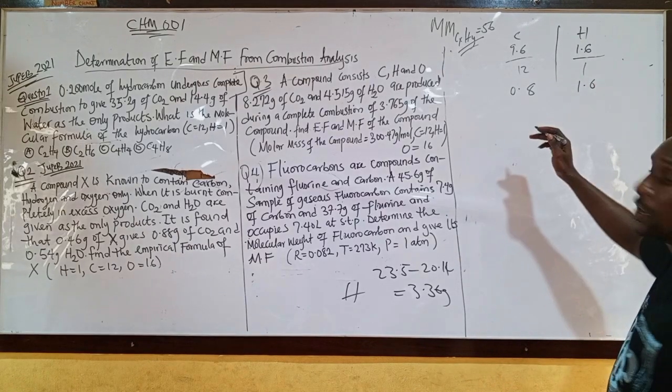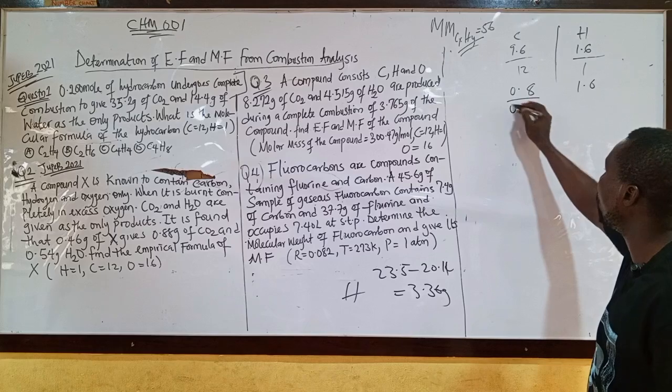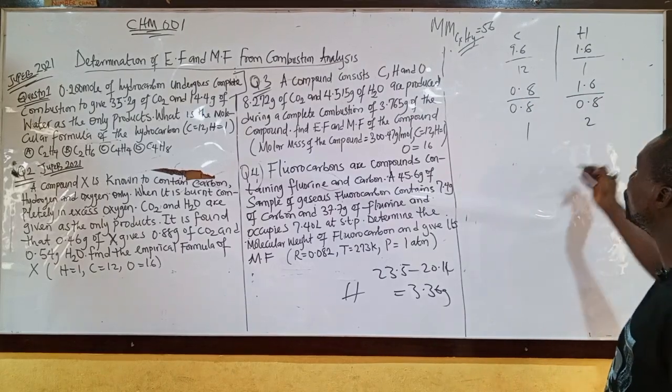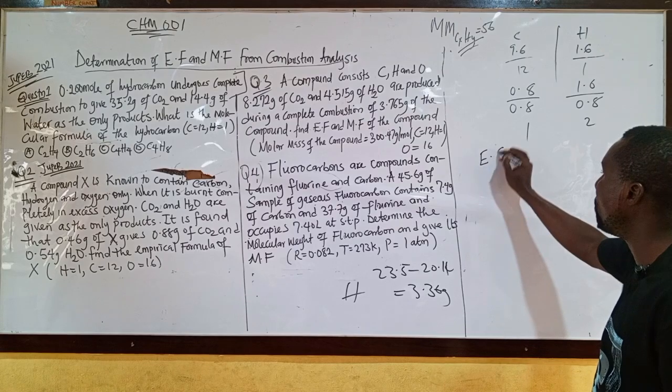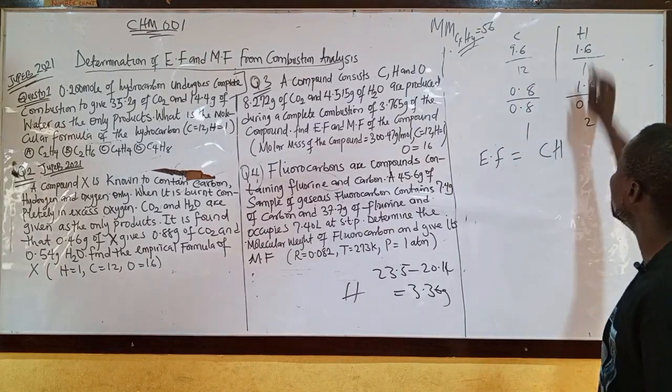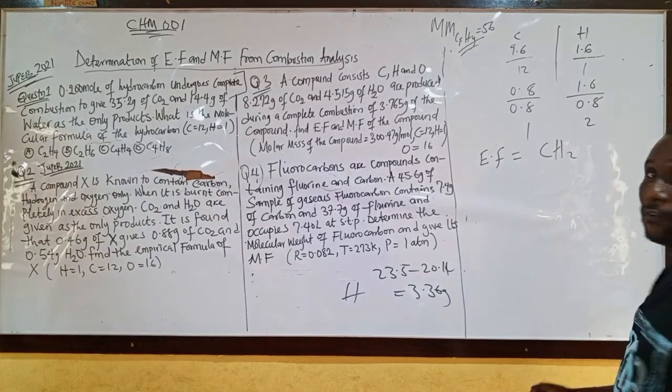Take note. Then divide by the smaller one, that is 0.8. 0.8 over 0.8 gives you 1, and 1.6 over 0.8 gives you 2. Therefore, the empirical formula equals C, carbon is 1, hydrogen is 2. The empirical formula is CH2.